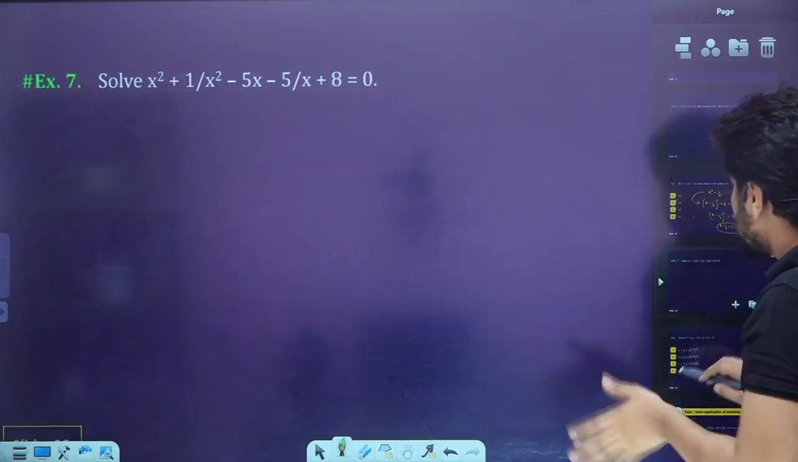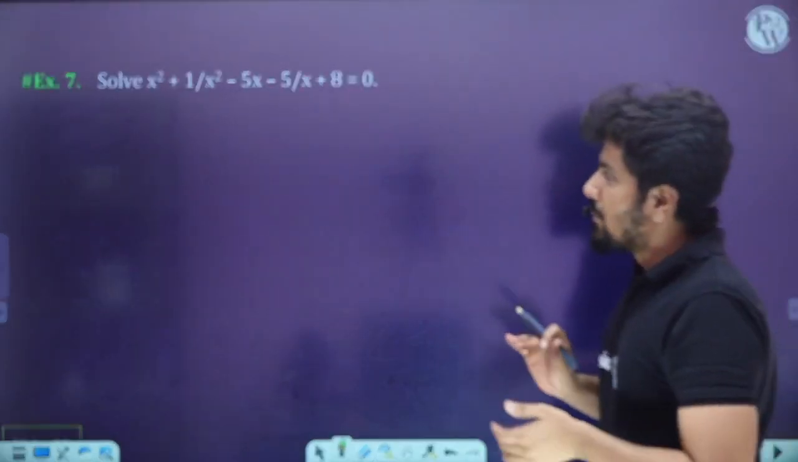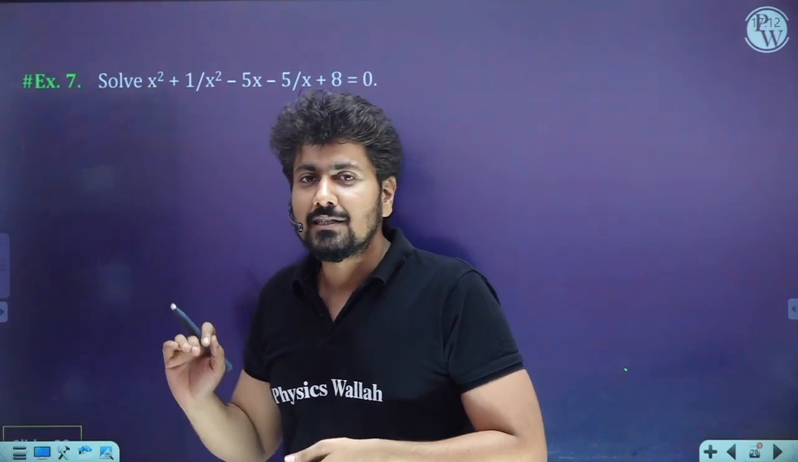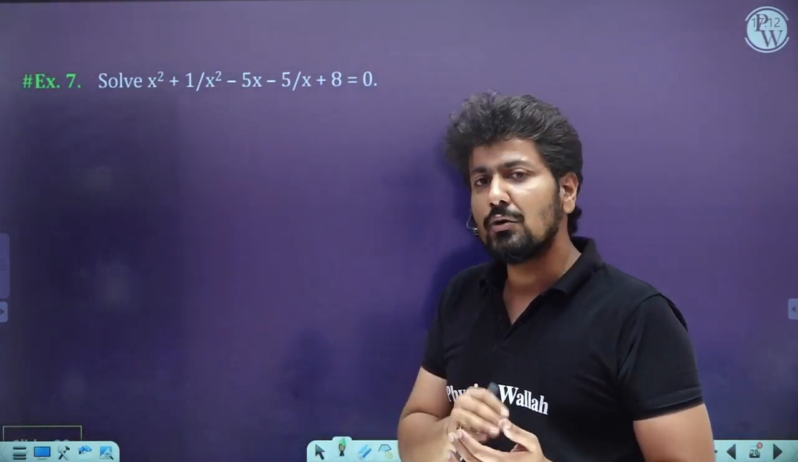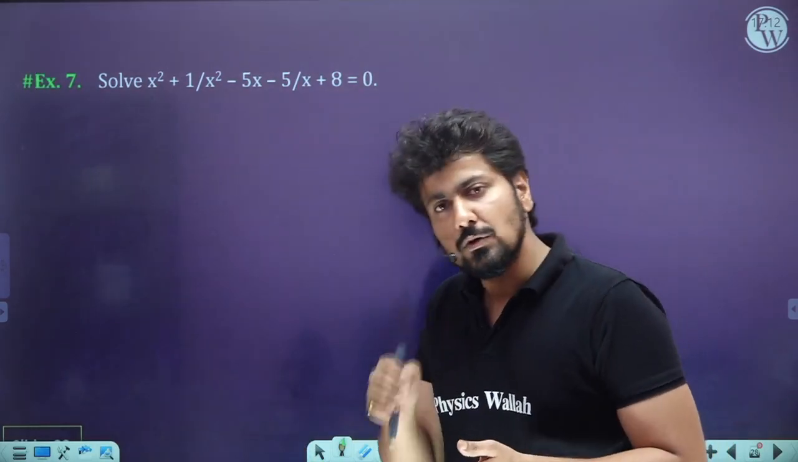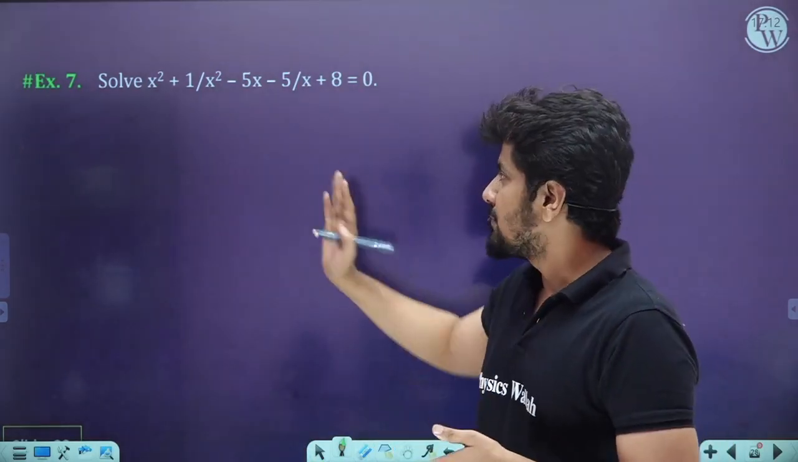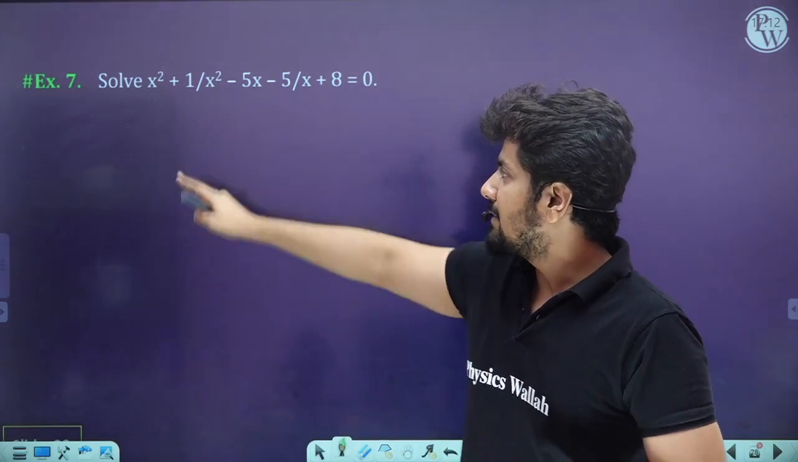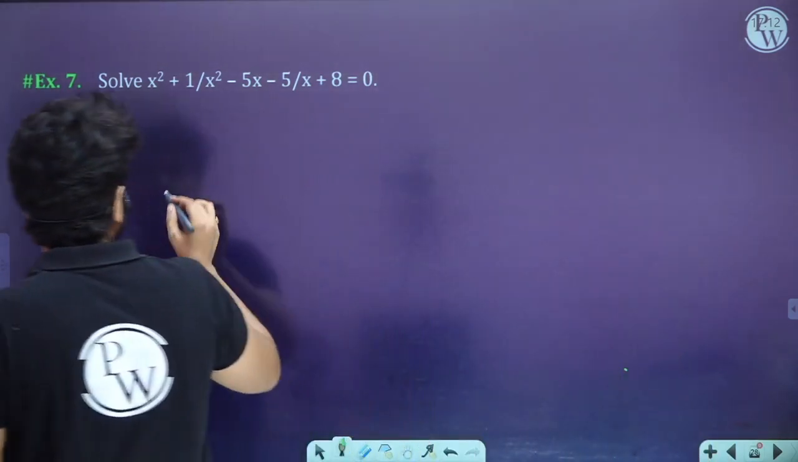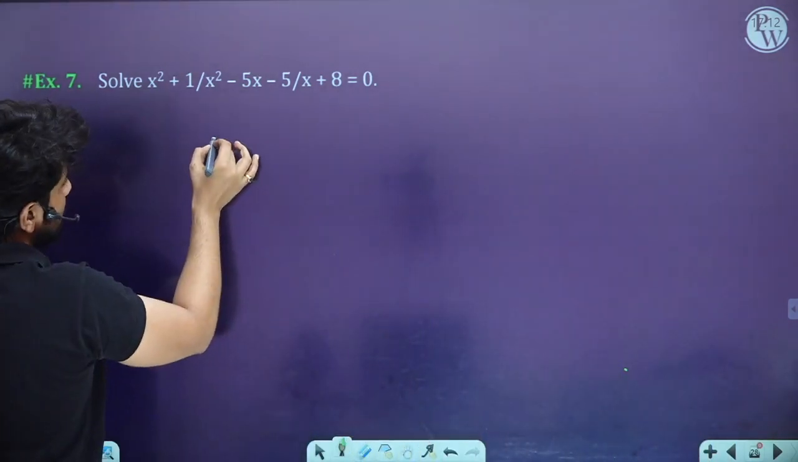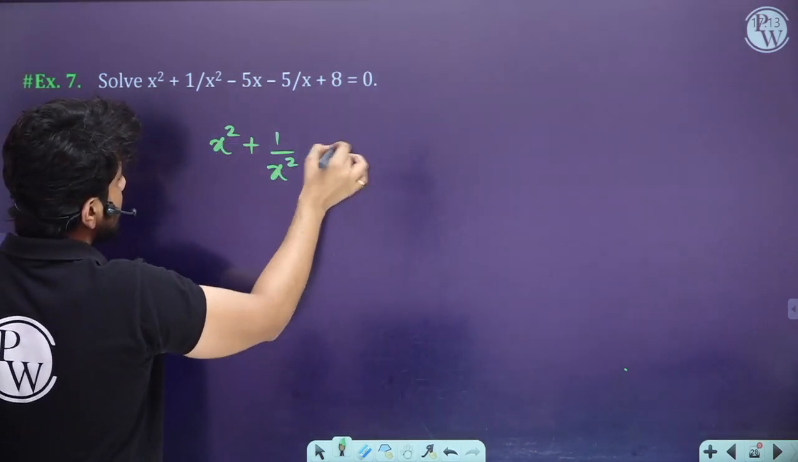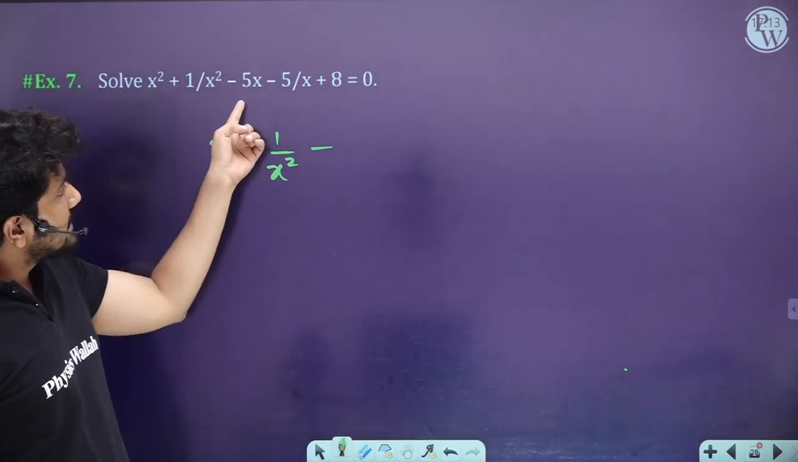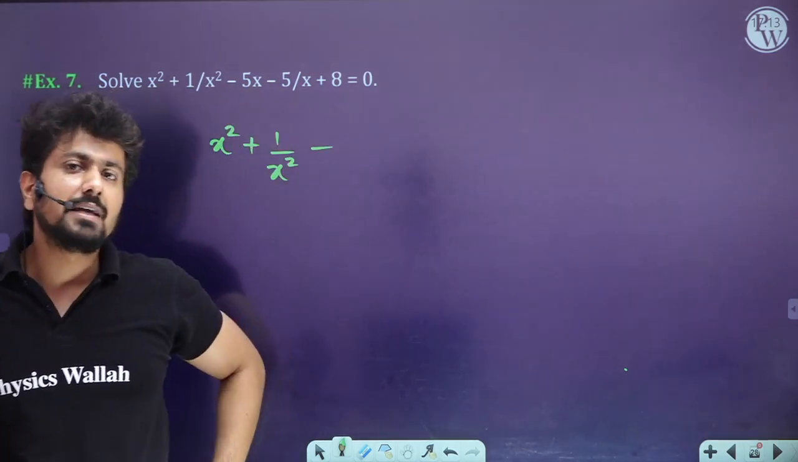You should be able to play with these parts. Now, I have told you those basics to prepare you for this question. Very amazing question, and I'm going to give you a similar question like this for your homework. Okay, but first of all, let's try this one. We have the term of x square. See, let me again write the equation. First of all, we have the term of x square. Then what do we have? 1 by x square. Then what do we have? Minus 5x minus 5 by x.